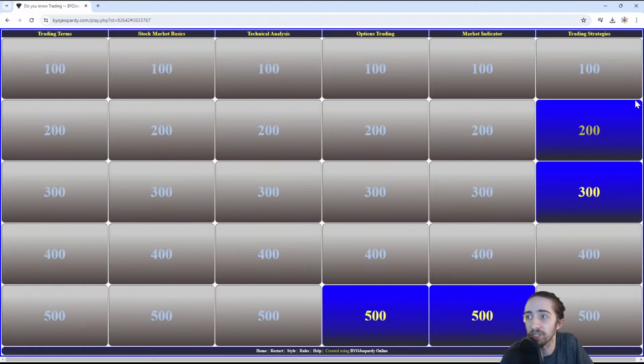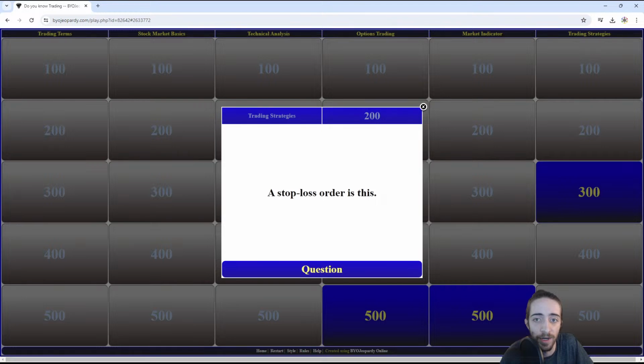All right, now let's check out trading strategies for 200. A stop loss order is this. So what kind of order is a stop loss order? There are different types of orders in the market. I'll let you guys answer that. I'm not going to give it away.